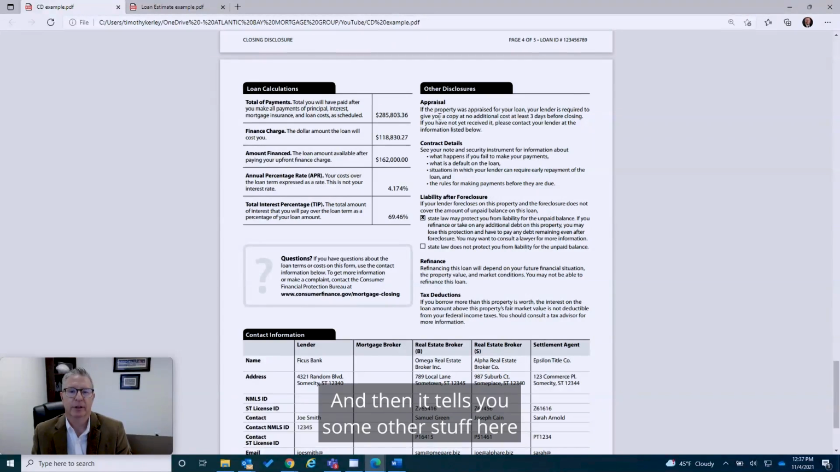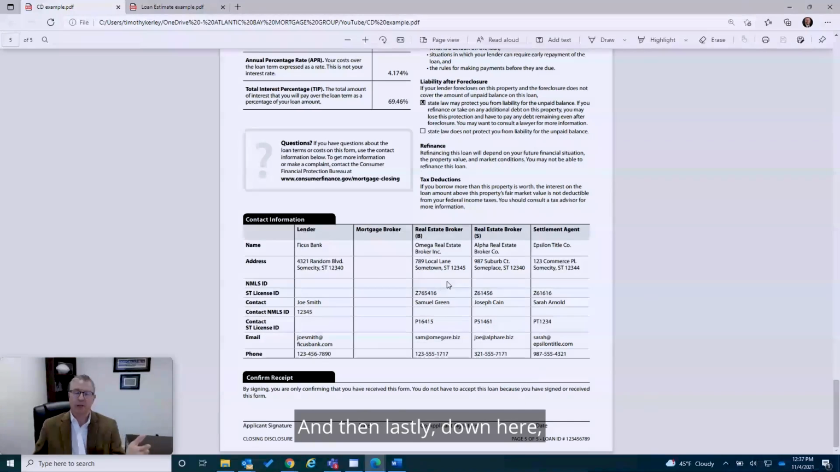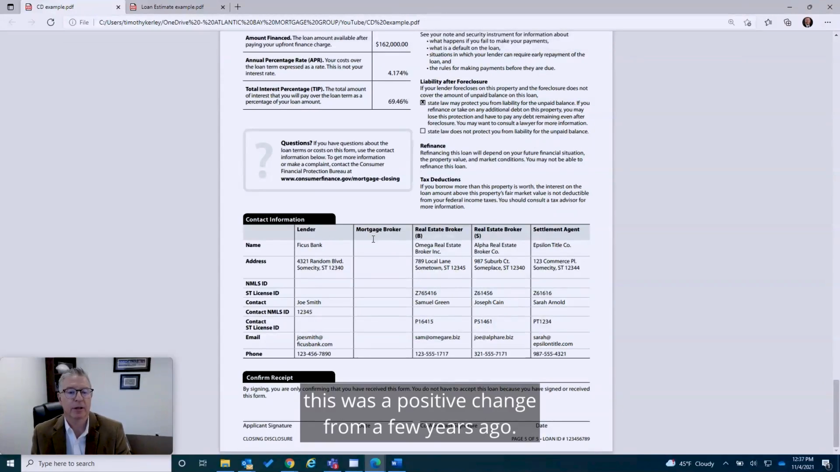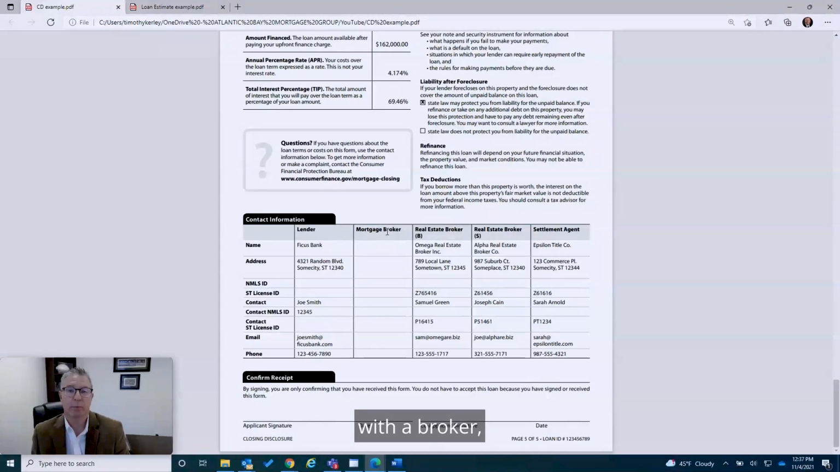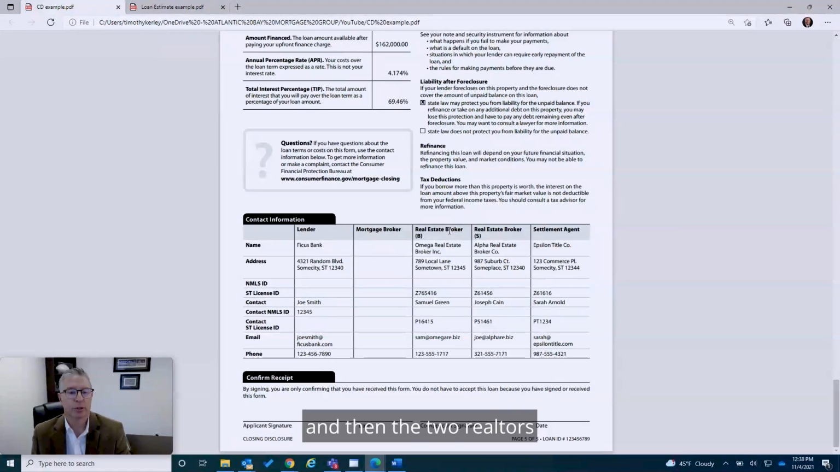And then it tells you some other stuff here about the appraisal, what would happen if you were to refinance. And then lastly down here, this was a positive change from a few years ago. It's got contact information for everybody that's involved in this transaction. Your lender, or if you happen to be working with a broker, that person's name and contact information would be here. And then the two realtors or real estate agents for the buyer and the seller, and then the settlement agent in North Carolina, again, closing attorney. You sign it and date it down here at the bottom. That your official signature will go on this form at closing.